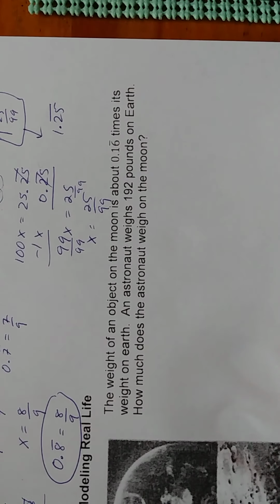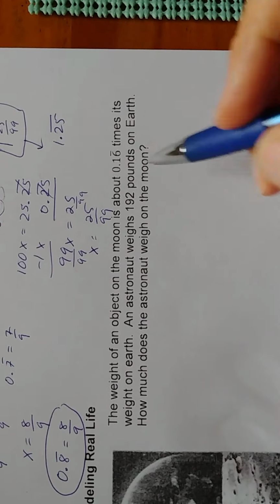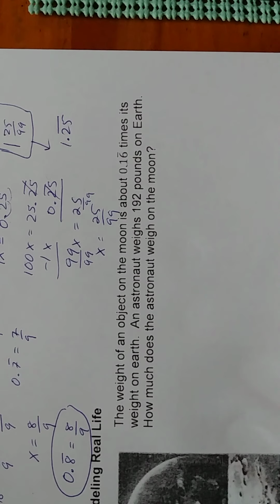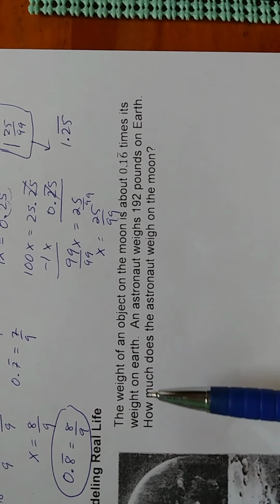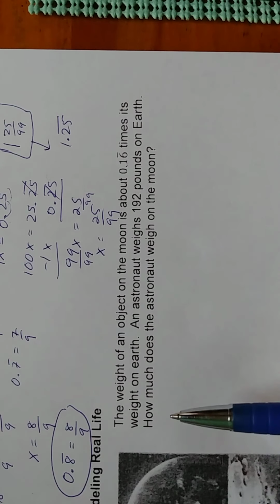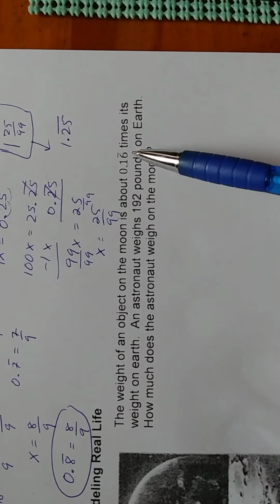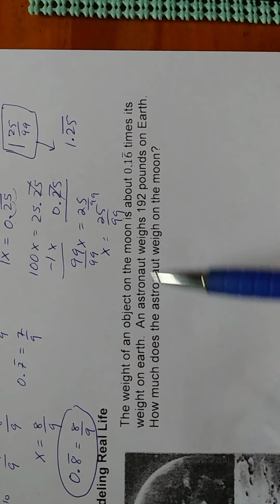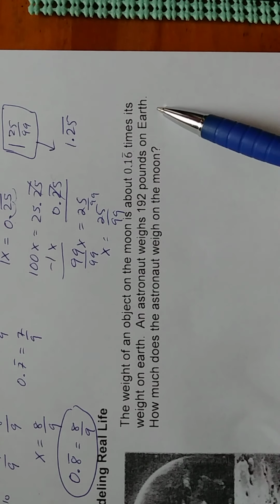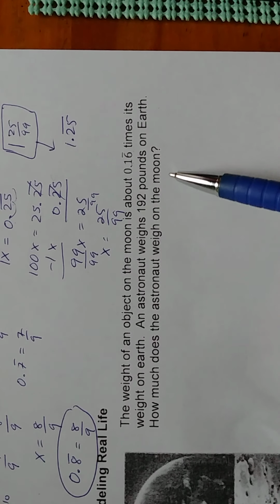It gets a little bit different when we have something like this, 0.16, and only the 6 repeats. So here we have to be a little bit more creative. So let's see how we approach this. This is example 3, and it says the weight of an object on the moon is about 0.16666666 times its weight on Earth. That 6 repeats forever. An astronaut weighs 192 pounds on Earth. How much does the astronaut weigh on the moon?